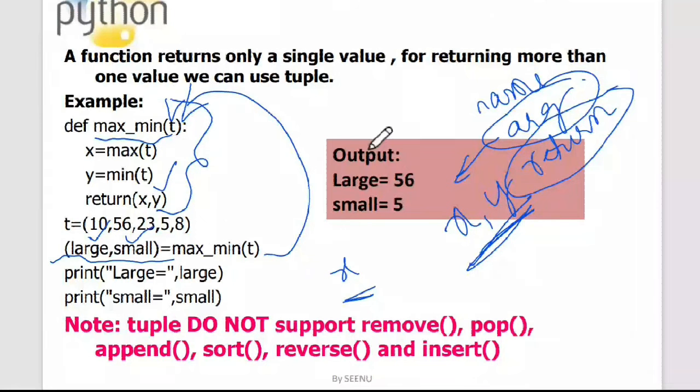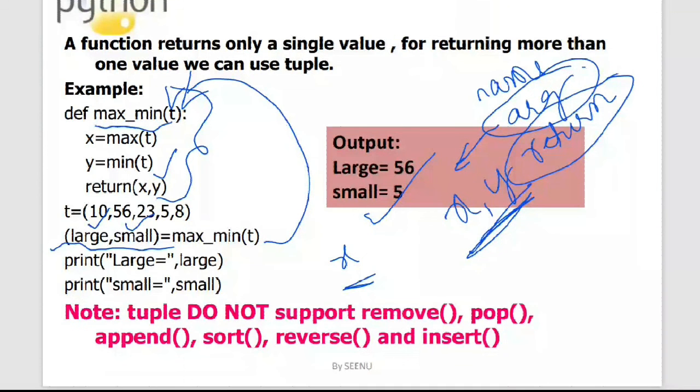Very important note over here is that tuples do not support remove, pop, append, sort, reverse, and insert operations. All these operations are not supported in tuples just because tuples are immutable. That's the only reason why they are not supported on tuples. You cannot change the values inside a tuple. Is this program clear to my class?